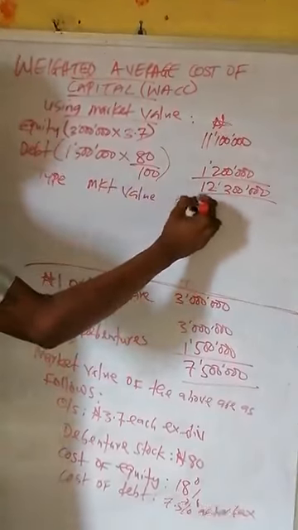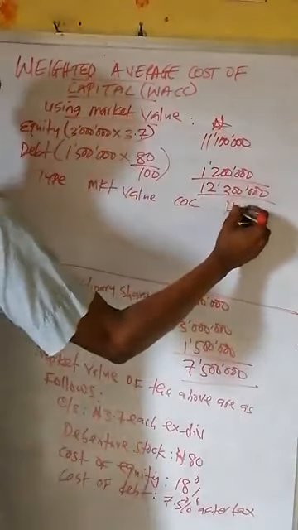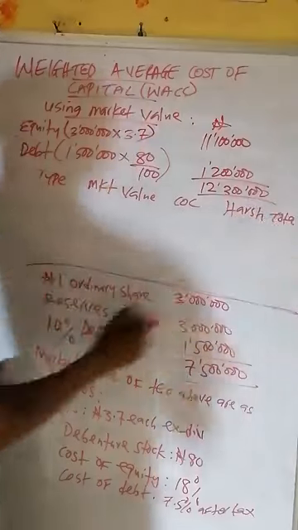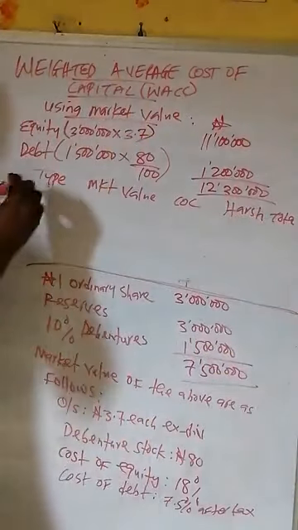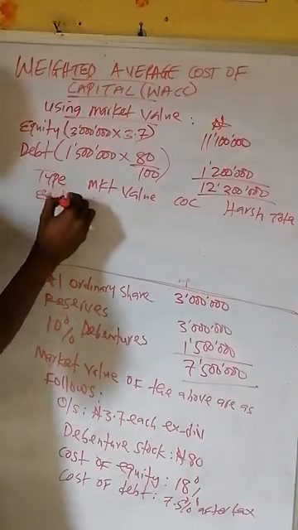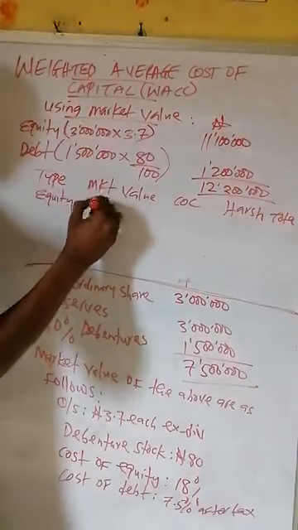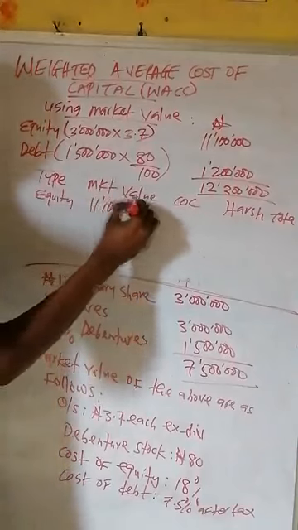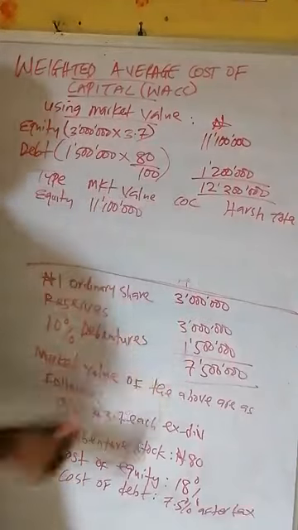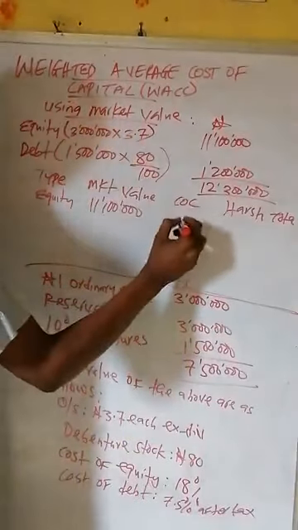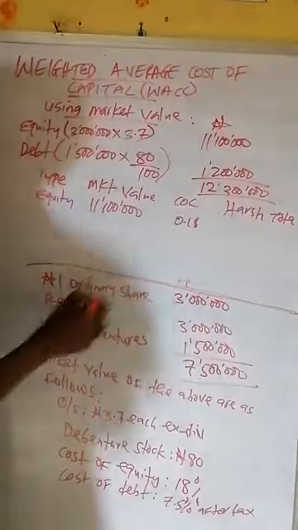You have your cost of capital. You have the hash total. Under your type, what do we have? We have equity. What is the market value? That is 11,100,000. So what is the cost of capital given to us in the question? That is 18%. That is 0.18.